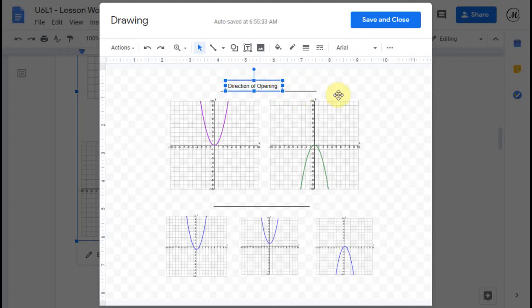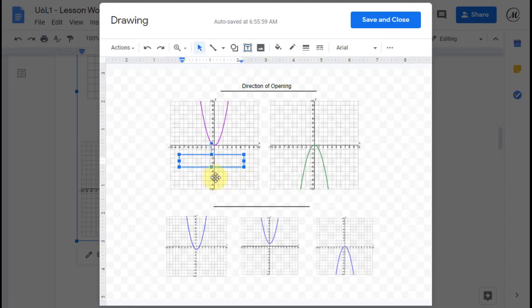And I'm going to move this box over just to center it using the arrow keys. And so we're also going to label each of these. So this is called open up. So the opening is at the top, whereas here the opening is at the bottom, and this is called open down. So this is open up.